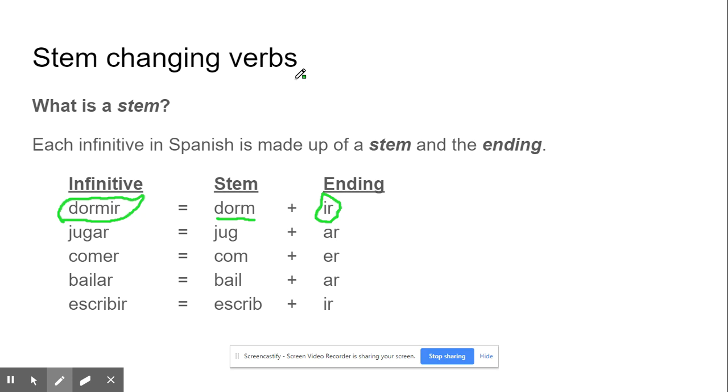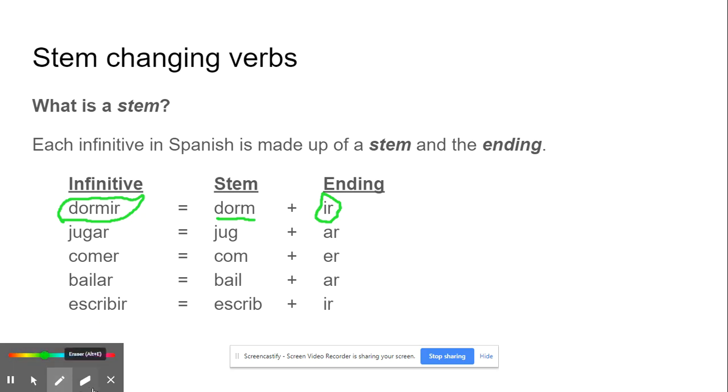Another example, we have the infinitive comer. We know that means to eat. The ending is ER, which means the stem must be COM. For the infinitive bailar, we know that means to dance, and we see that the ending is AR, so the stem must be BAIL. Last example, we know the infinitive escribir means to write, and we see that that ending is IR, so the stem must be ESCRIB. Everything except for the IR.